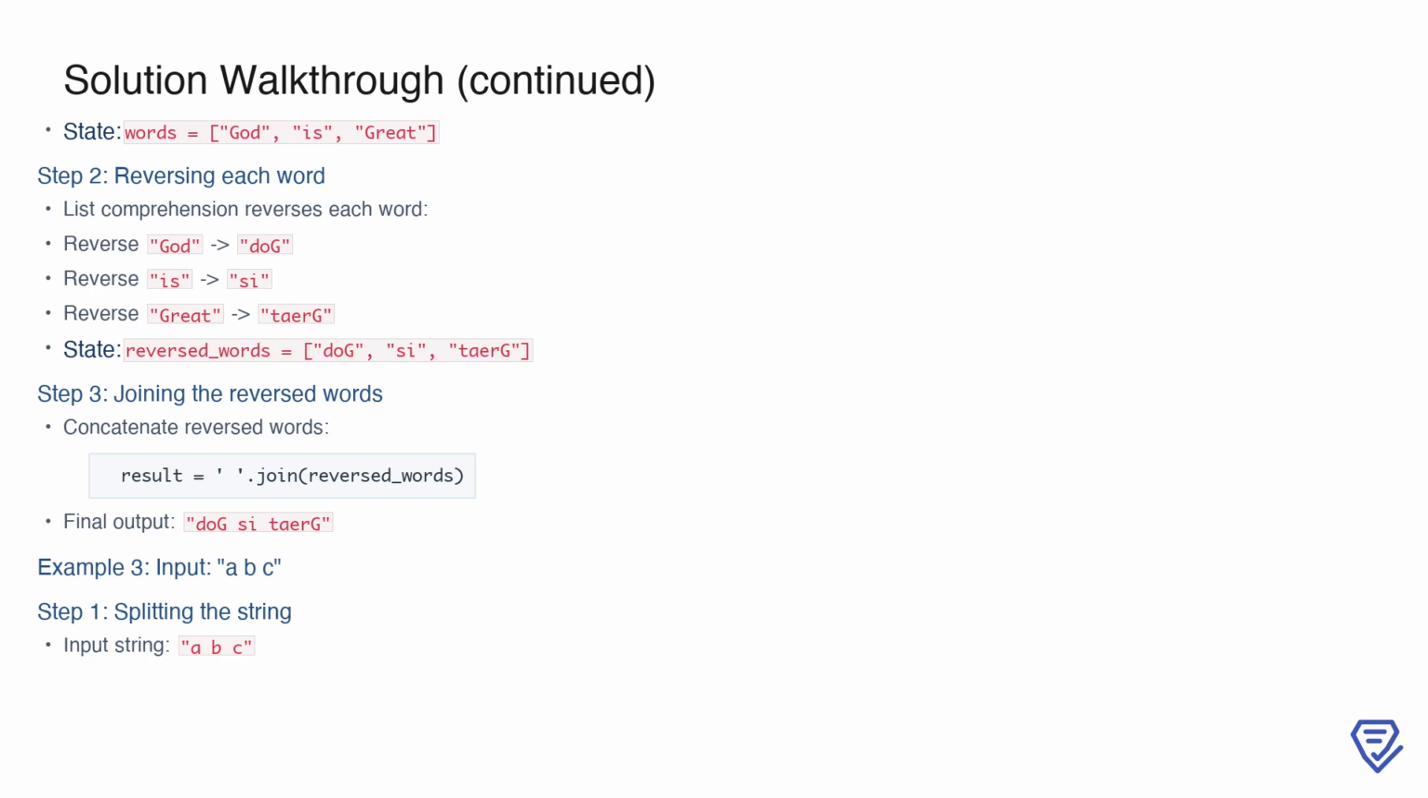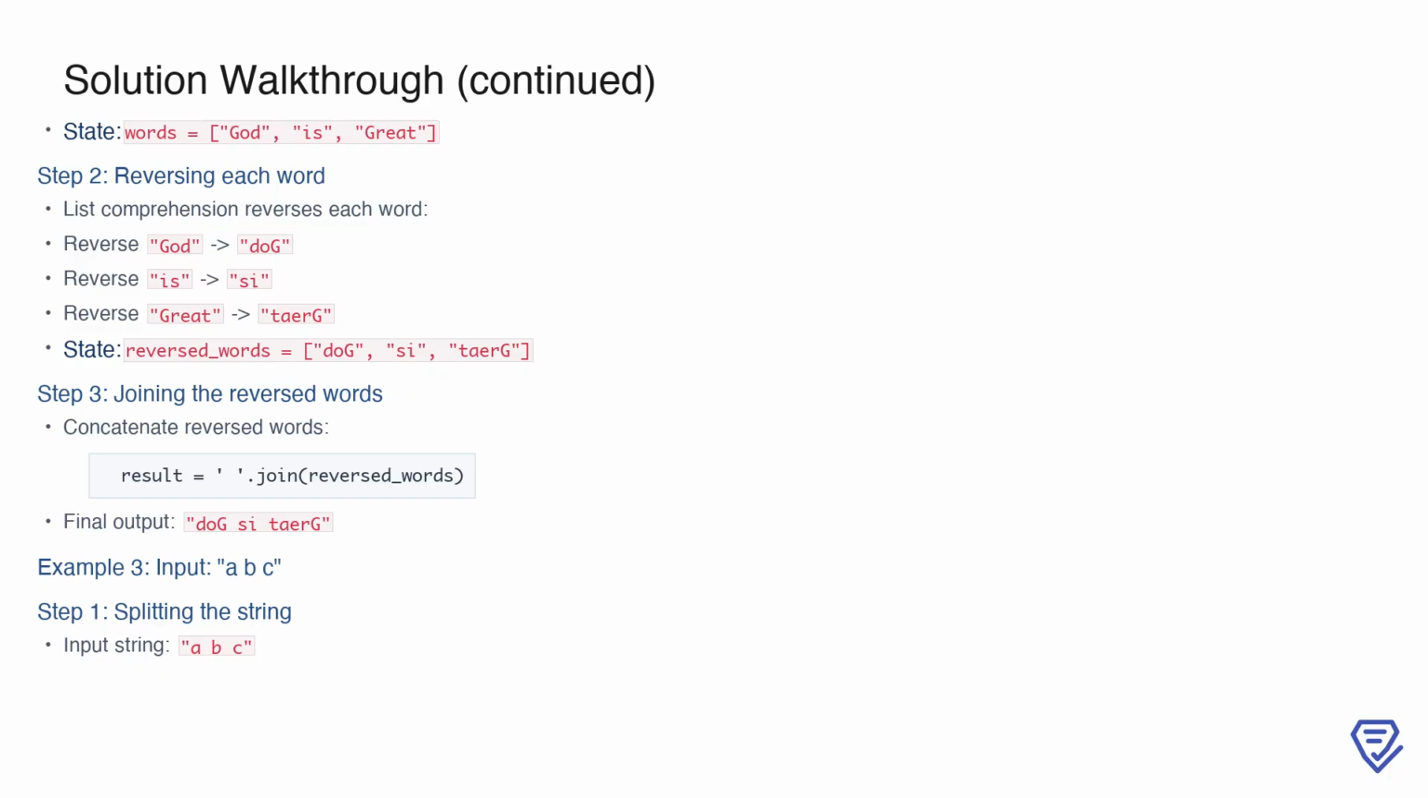To reverse each word, we apply the same list comprehension technique. The first word, God, is reversed to dog, is becomes si, and great is reversed to TRG. This gives us a new list of reversed words: dog, si, TRG. Finally, we use the join method to merge these reversed words back into a single string. When we join them with spaces, the result is dog si TRG.